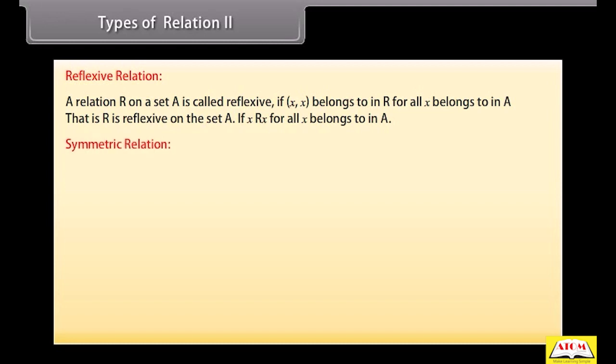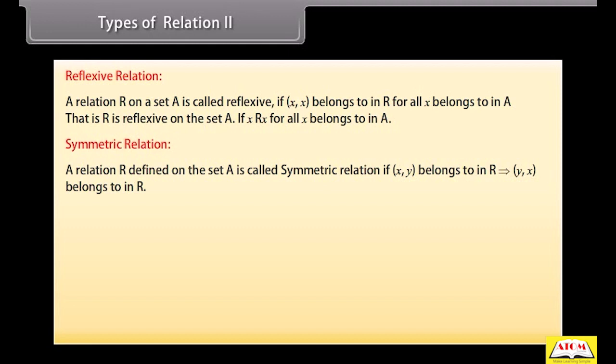Symmetric relation. A relation R defined on the set A is called symmetric relation if (x, y) belongs to R implies that (y, x) belongs to R.